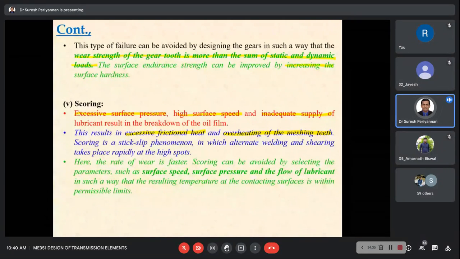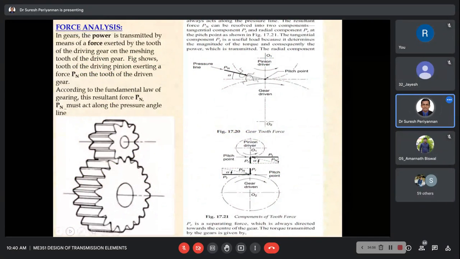Then what are the remedies? How can I avoid this? Selecting the parameters such as surface speed and surface pressure, proper flow of lubricant, and an appropriate film of lubricant is important to resolve this scoring problem. Okay, scoring issues.